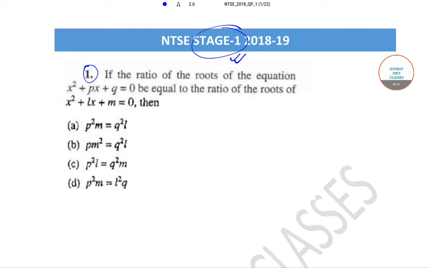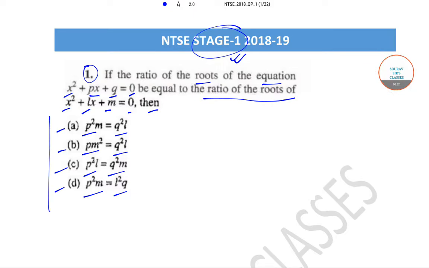In question number 1, it has been said that if the ratio of the roots of the equation x square plus px plus q is equal to 0 is equal to the ratio of the roots of the equation x square plus lx plus m is equal to 0, in that case, we have the following 4 options. Option A is p square m is equal to q square l. Option B is pm square is equal to q square l. Option C is p square l is equal to q square m. And option D is p square m is equal to l square q.